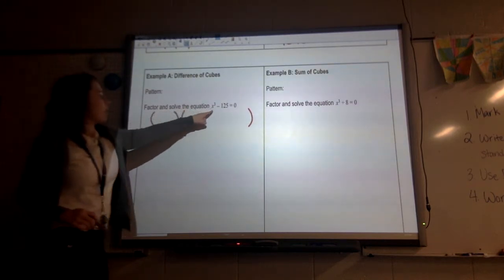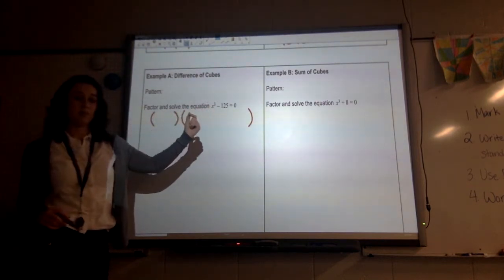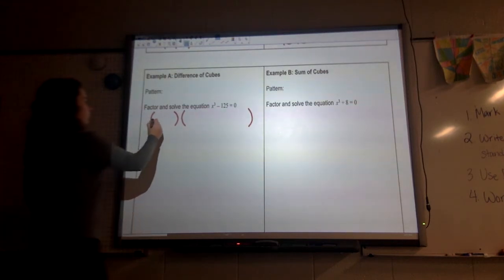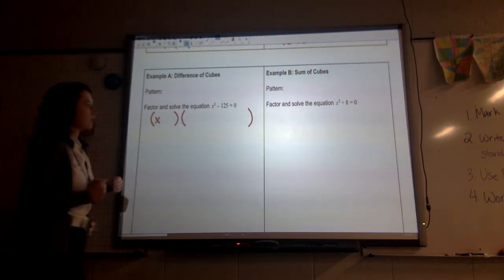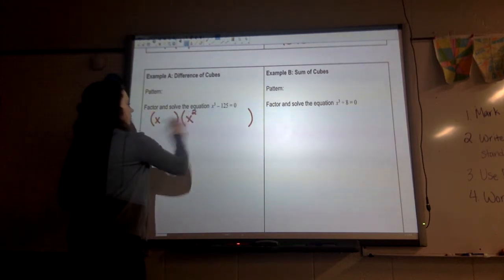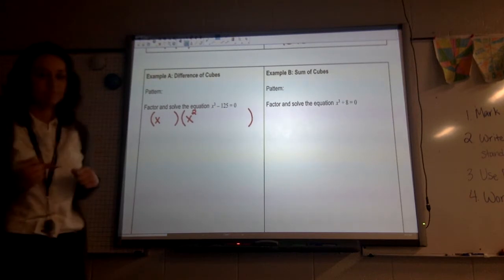Okay? So here's what happens when I factor. I say, okay, I've got 3 x's here. I've got to break them apart. The way that I do that is to say, well, the little parentheses gets one of those 3 x's. The big parentheses gets the other 2. Okay?